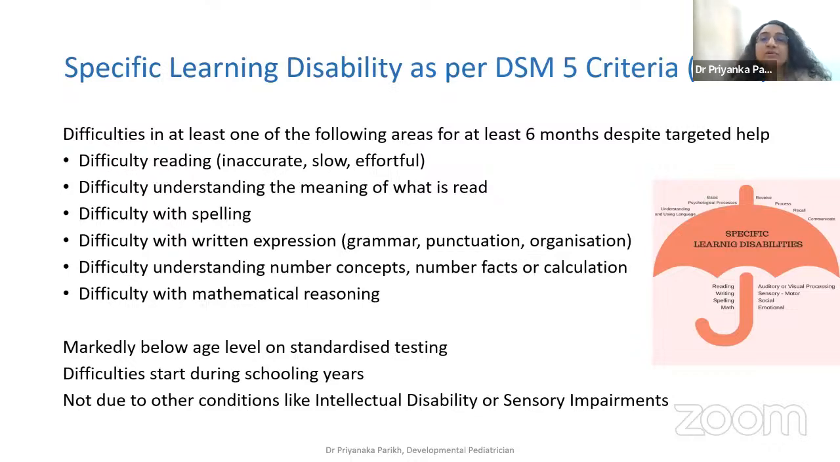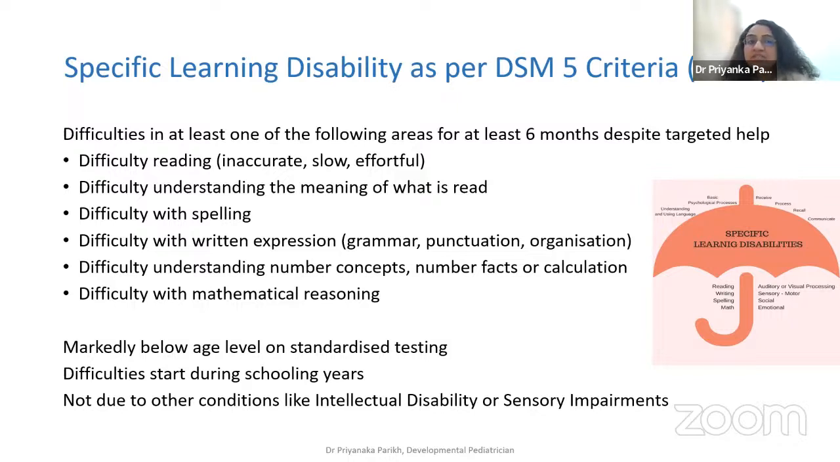So this is as per the DSM-5 criteria. DSM stands for the Diagnostic and Statistical Manual of the American Psychiatric Association. These criteria were revised in 2013 to DSM-5. Till then, we were using the DSM-4 criteria. So here we see difficulties. Any child who is showing a difficulty in at least one of the following areas, as per the DSM-5, if the difficulties have lasted at least 6 months, despite targeted interventions. So despite having given adequate help to the child, the child still continues to show these difficulties.